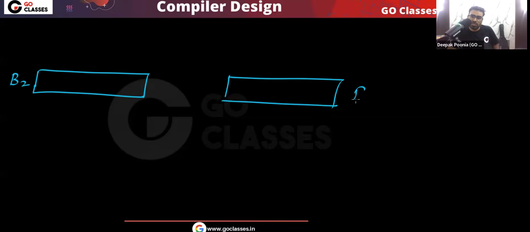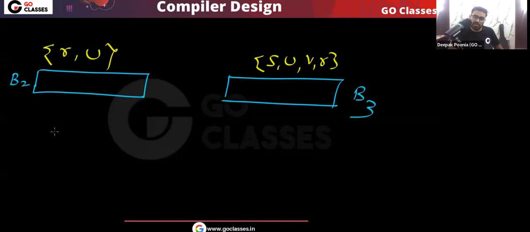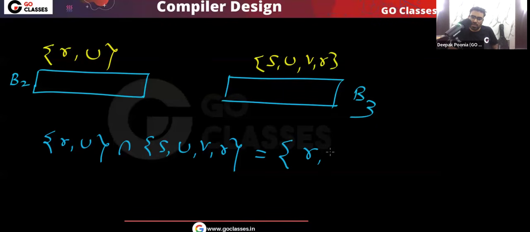So now you can just take the intersection. Remember, for this basic block 2 and for this basic block 3, what did we get? We got the set of live variables here, that is r comma u, and the set of live variables here, that is s u v r. Now you can just take their intersection. So r u intersection s u v r, what you will get will be r u, and this will be your answer.